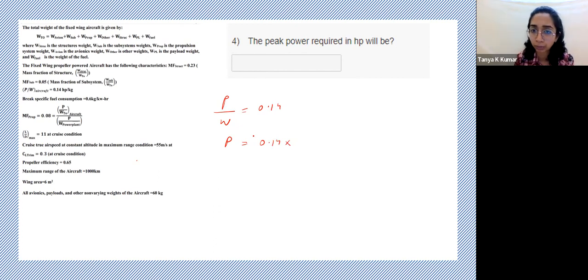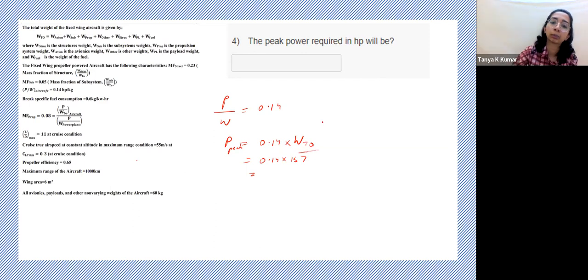Maximum power will correspond to the maximum weight, right? It's a simple multiplication. So obviously it will correspond to the maximum weight. Maximum weight in our case is the overall weight, the takeoff weight. So it's nothing but 0.14 into 137. What is this value? Peak power is given at takeoff.